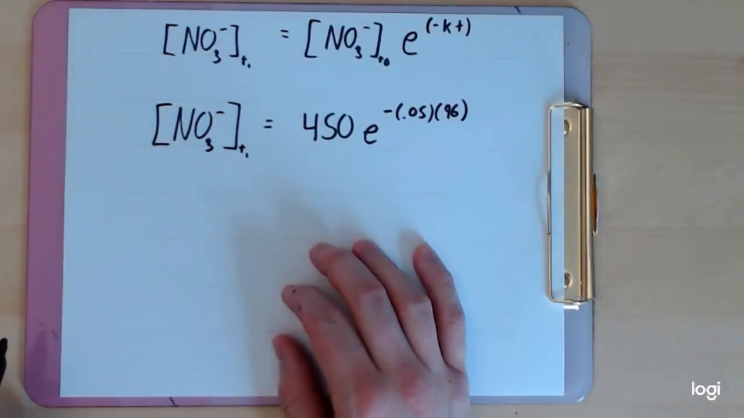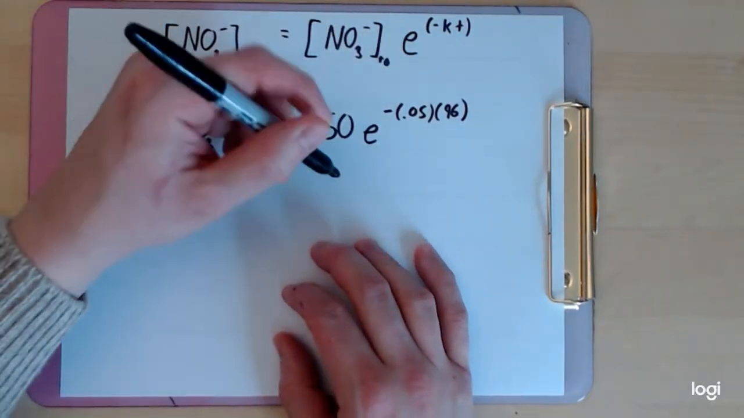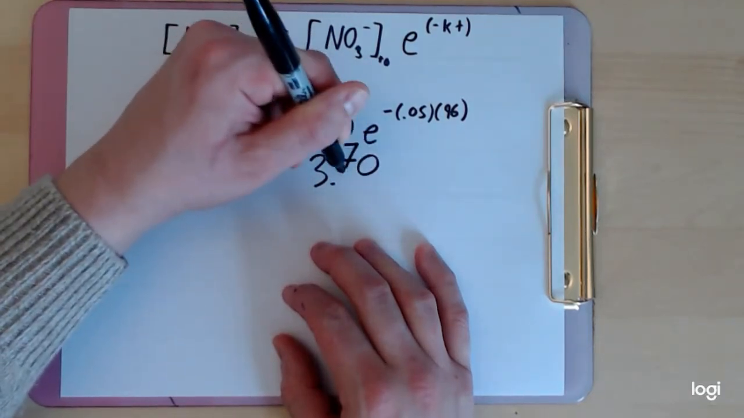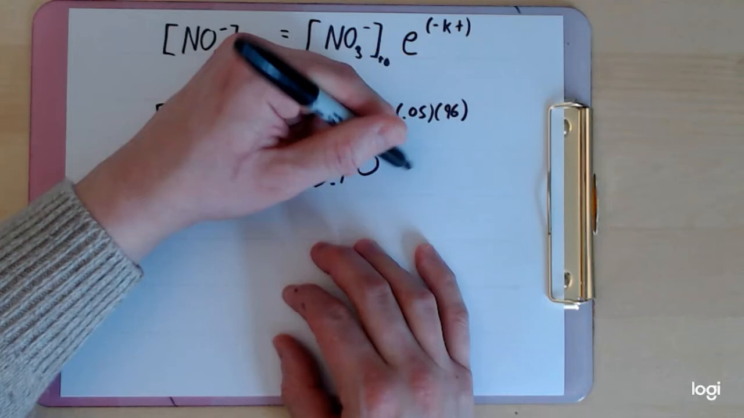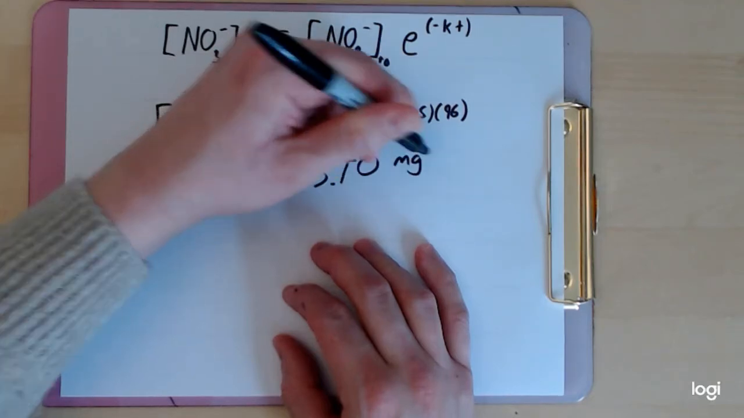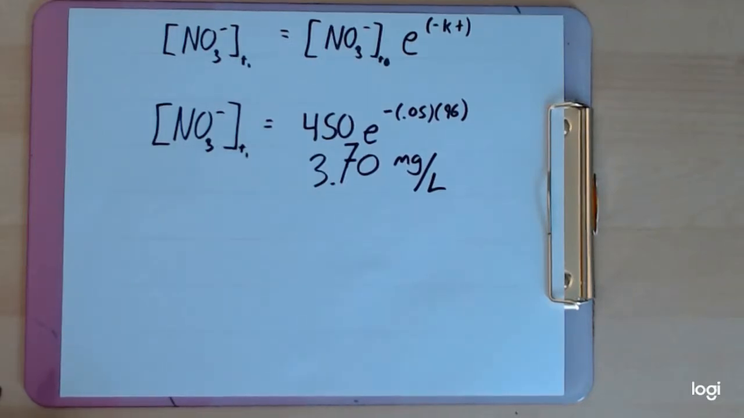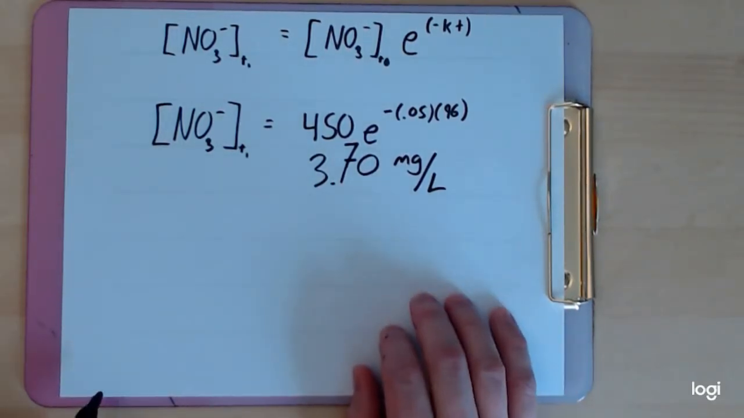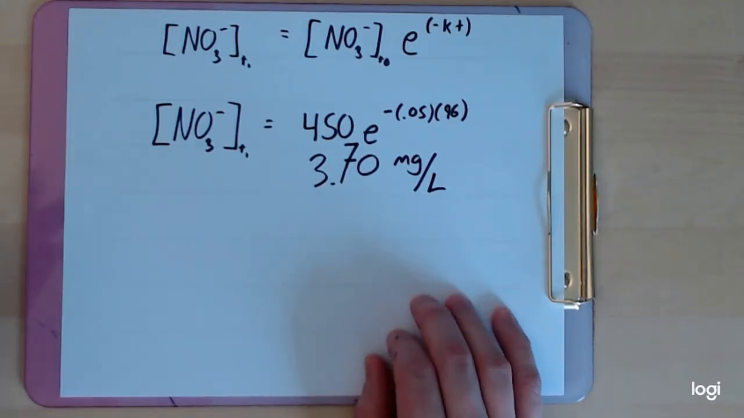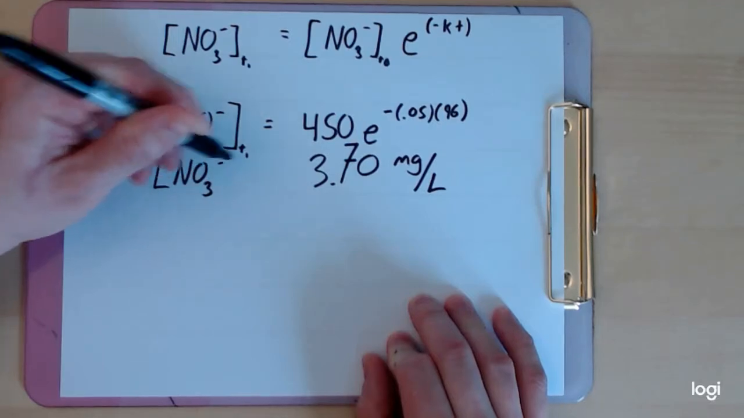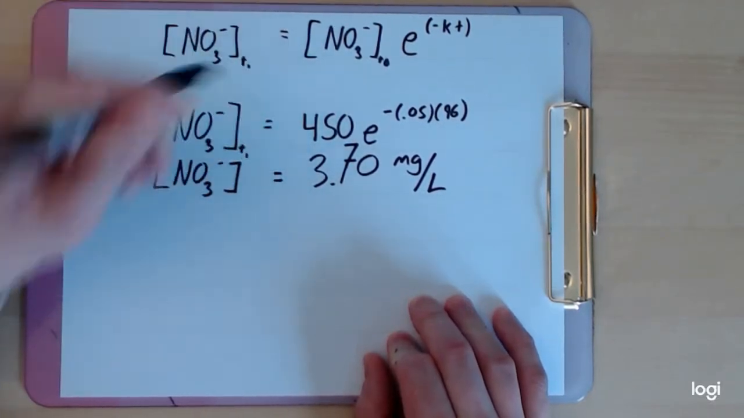And you just plug this in your calculator, and this just works out to 3.70. And we're in units of milligrams per liter, so we can stay in milligrams per liter. The nice thing about kinetics is that you don't have to change back to molar units like you did for equilibria, unless your problem involves both equilibria and kinetics. So if you're just solving a pure kinetics problem, you can just keep the same units that you started with.